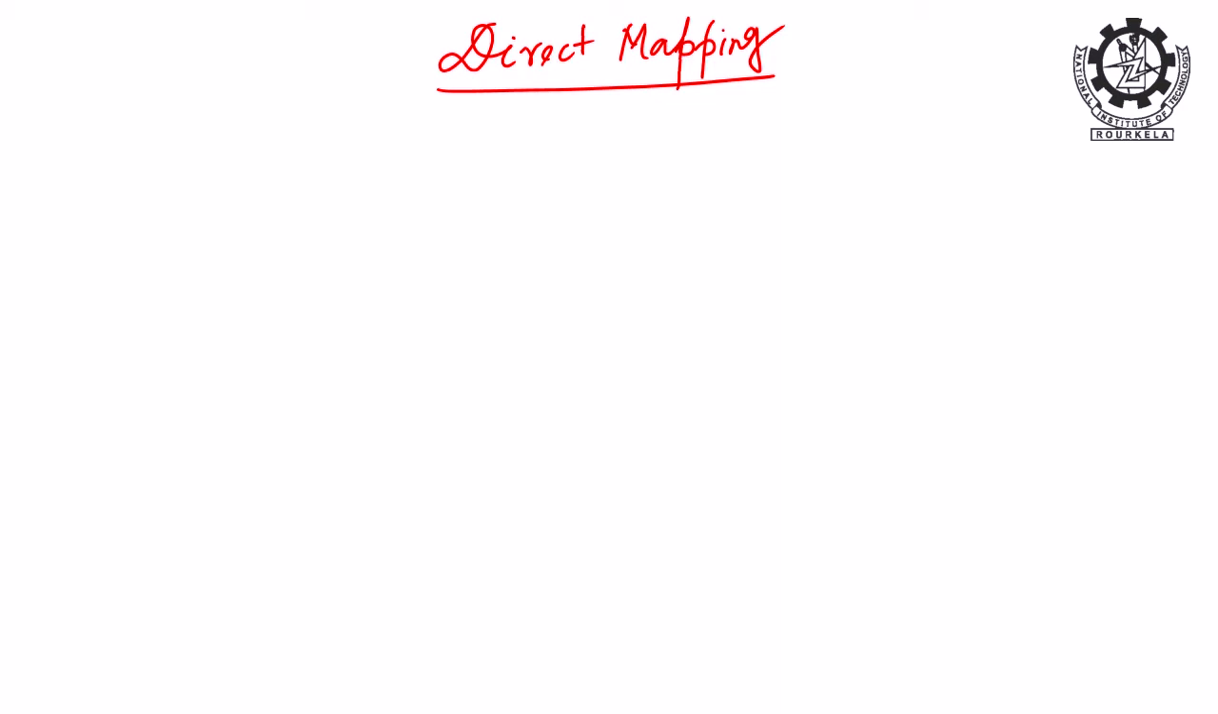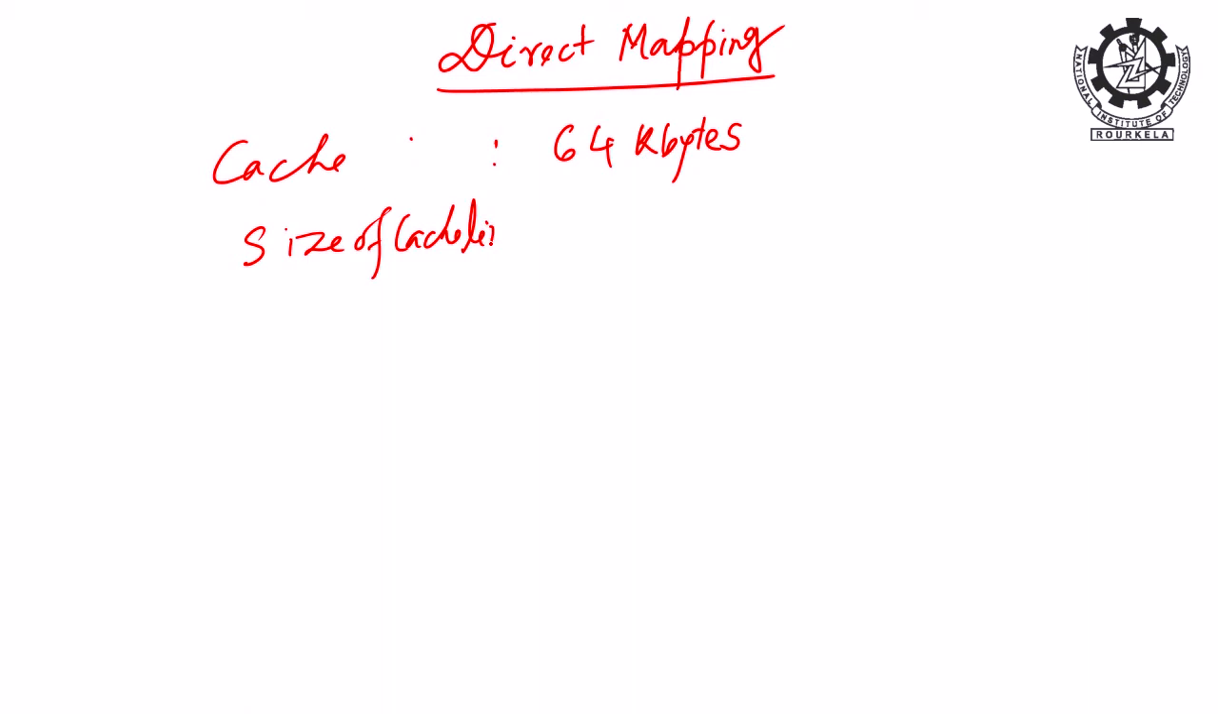Let us take some example here. Suppose it is given that the total cache size is 64 kilobyte, and the size of the cache line is 4 bytes. That means a block in the cache is only 4 bytes in size. As you know, the size of the cache line is the same as the size of the main memory block.